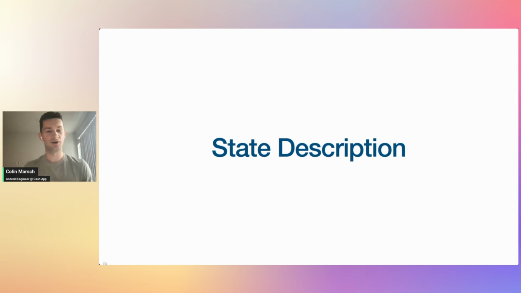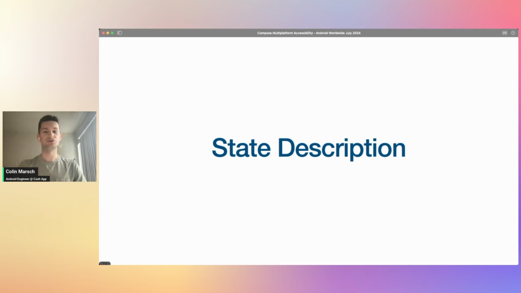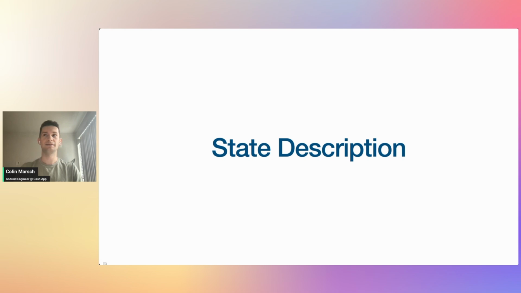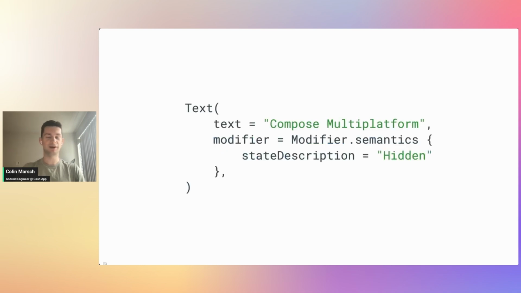State description as well is something that is more so just used for a custom case. The state description allows us to provide our customers with a custom string that will be read out to just let them know what state the UI element is in. So, for example, the checkboxes I mentioned could be enabled or disabled. That would be already baked into the system if you're using those standard Compose components. But if we have something that we're building a little custom, we might want to supply our own state description.